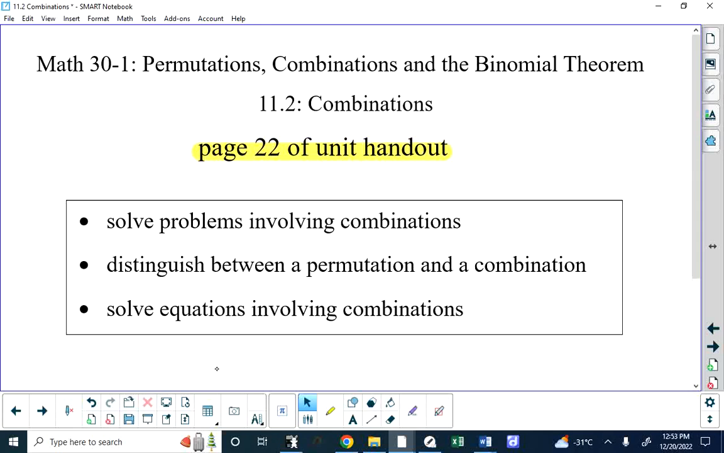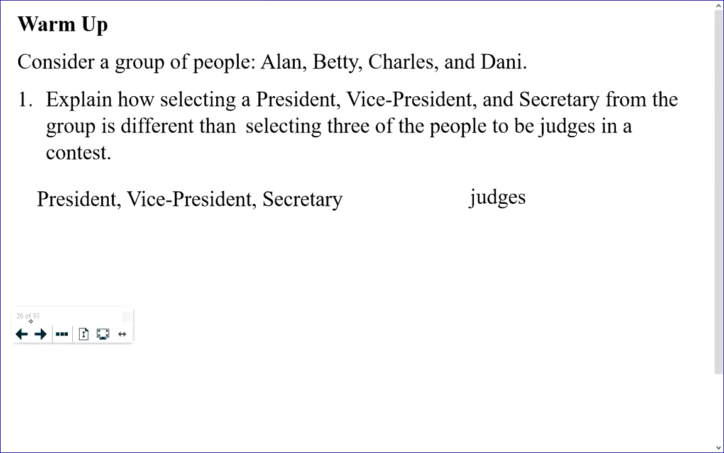We're going to be solving equations involving combinations, solving problems involving combinations, and reviewing what the difference between permutations and combinations is. As a warm-up, consider a group of people: Alan, Betty, Charles, and Danny. I hope it's not lost on you that that is A, B, C, and D. Okay? So we have 4 letters, A, B, C, and D, or 4 people. How is it different when you select a president out of that crew, a vice president, a secretary? How is choosing those 3 people out of that group of 4 different than saying that I want 3 people to be chosen to be a judge in a talent contest?